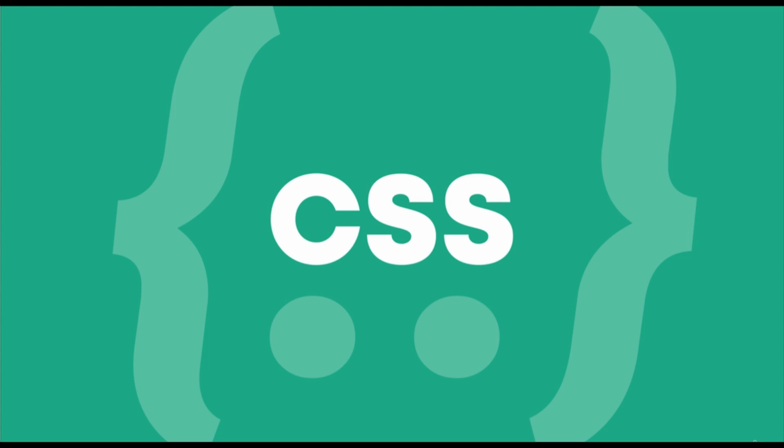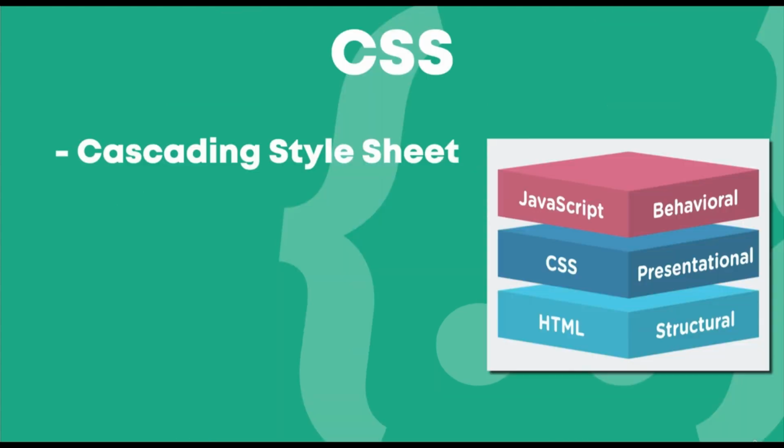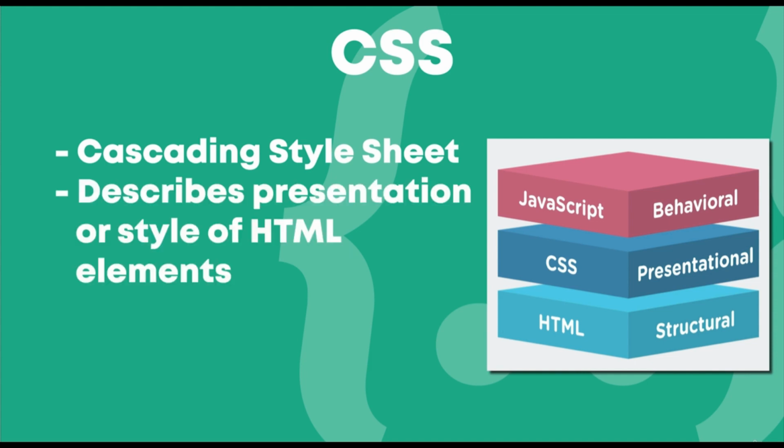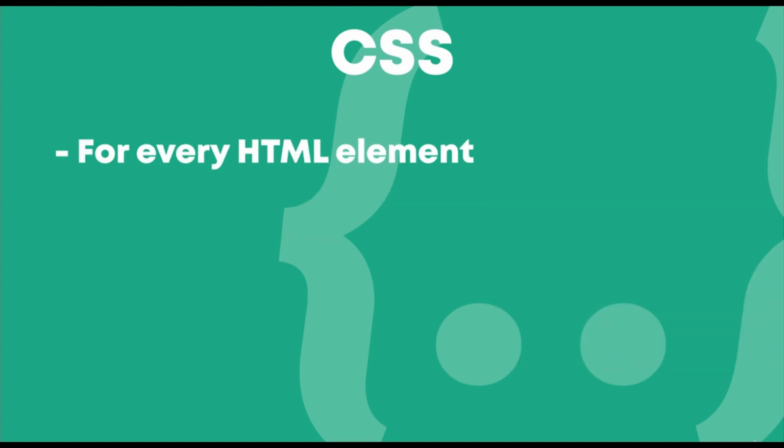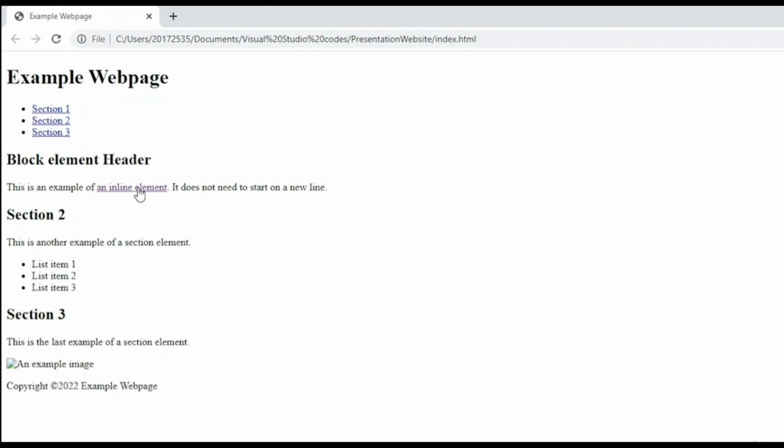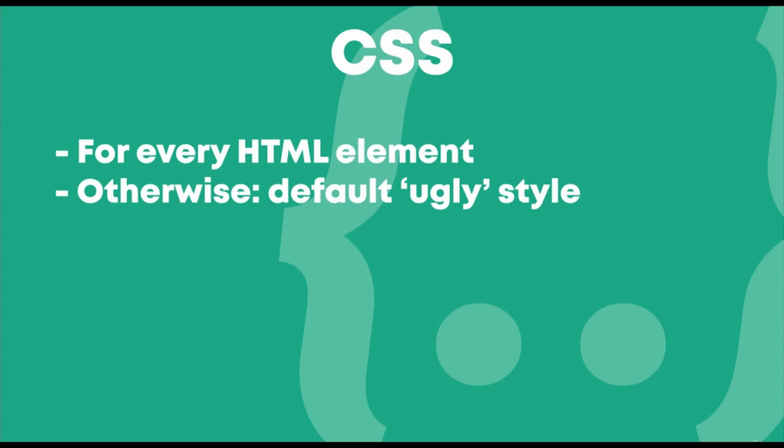So now let's look at the CSS code. CSS stands for Cascading Style Sheet. As mentioned before, CSS code describes the appearance or presentation of the HTML elements. Every HTML element can have its own piece of CSS code, and if an HTML element does not have an associated piece of CSS code, it will get the default style. This is what a website without CSS looks like. This is of course quite ugly, so we do want to link CSS code to the HTML elements.